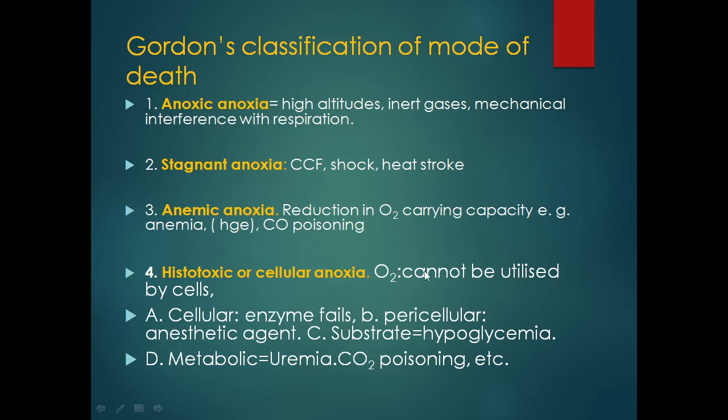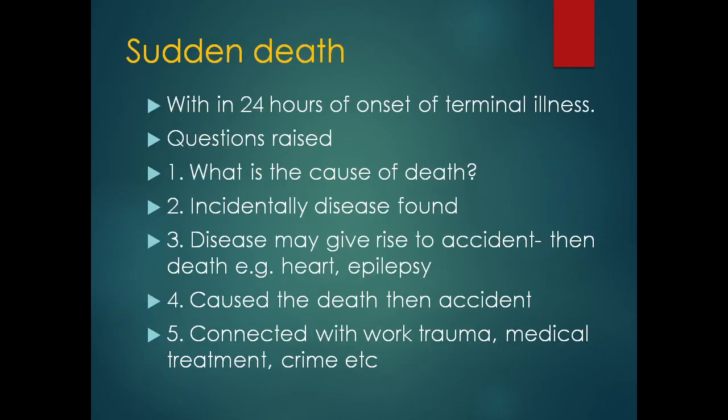Histotoxic or cellular anoxia you will find in conditions where the O2 cannot be utilized by the cells: because of failure of enzymes, then pericellular anesthetic agents, substrate anoxia, that is hypoglycemia, and metabolic anoxia, that is uremia, carbon dioxide poisoning, etc. So these are the examples of histotoxic or cellular anoxia.